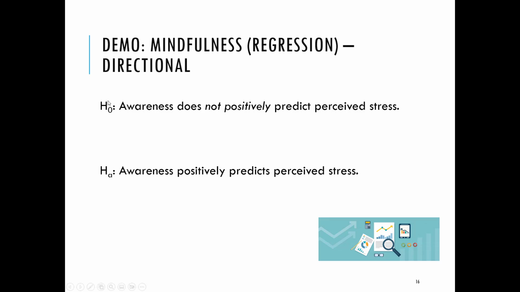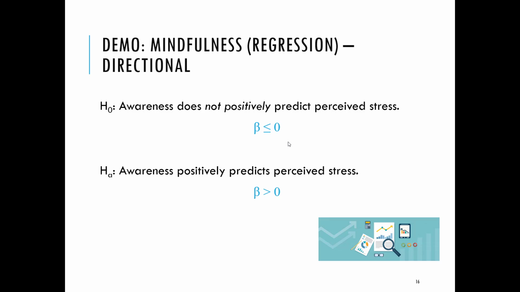How about the directional hypotheses? So in this instance, the null hypothesis would say awareness does not positively predict perceived stress, whereas the alternate hypothesis would say awareness positively predicts perceived stress. So once again, they're opposites of each other. Translate that to population regression coefficient. So the alternate hypothesis would say that the population regression coefficient is going to be positive. It's going to be greater than 0. Whereas the null hypothesis says the opposite, that it's going to be either equal to or less than 0.